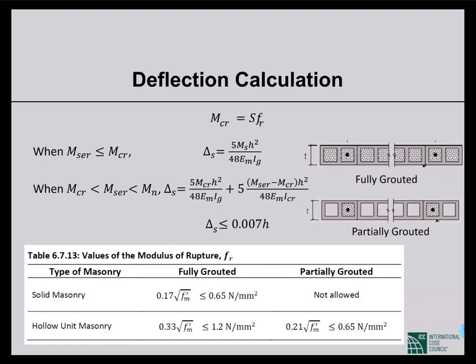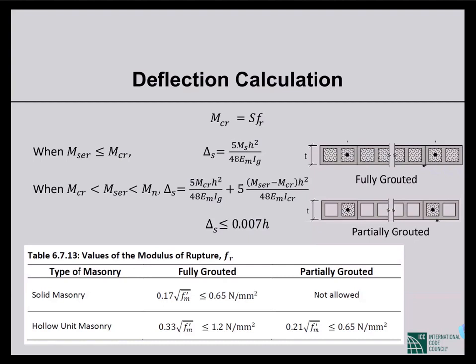And based on the modulus of rupture, we can calculate the cracking moment. If the service moment is less than the cracking moment, then we have one formula, which is like the formula of a propped cantilever. And if the service moment is more than the cracking moment, but it has to be less than the nominal moment capacity of the wall, in that case the formula is a little bit different.